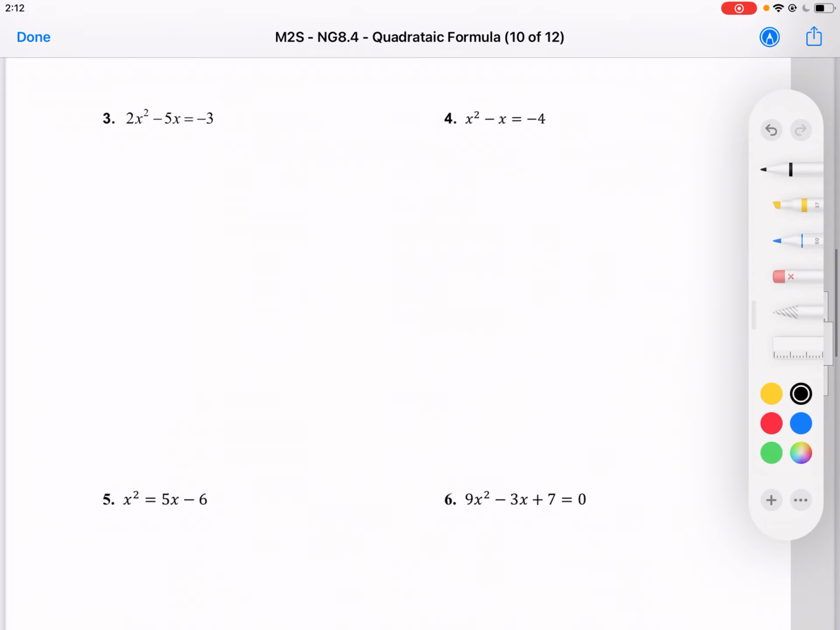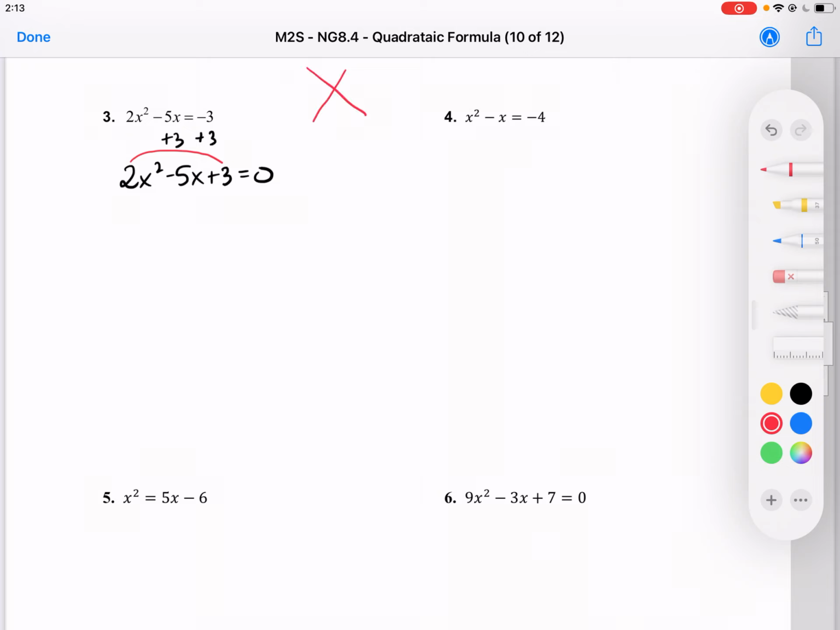All right, let's go ahead and do some more. So we've got our 2x squared minus 5x minus 3. Remember, it has to equal 0 first, so I'm going to go ahead and add 3 to both sides. Now, I didn't say this last time, but really you should double check to see if factoring will work.